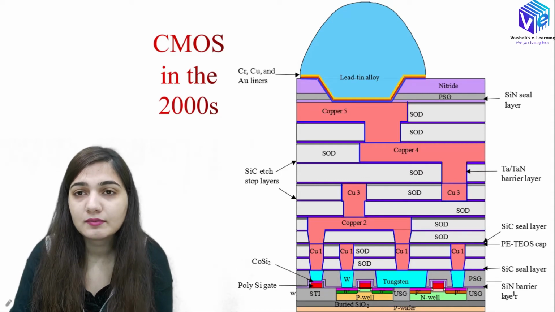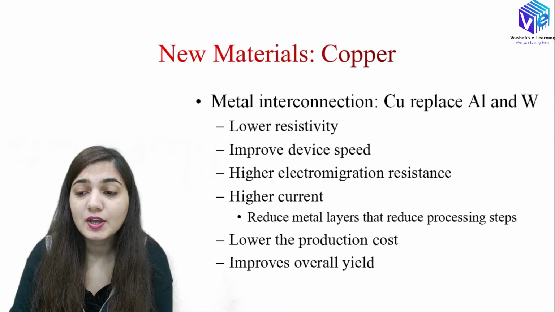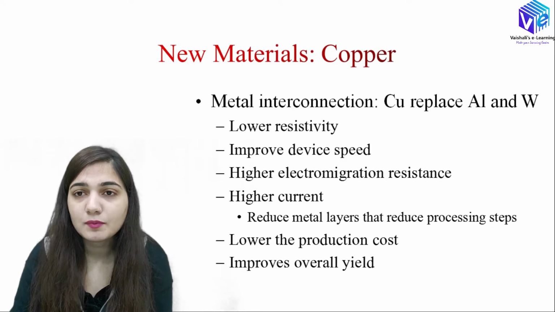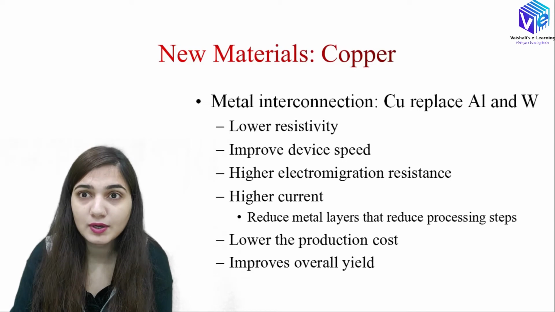So now why are we talking about copper in the 2000s? Copper replaced aluminium as well as tungsten. There must be some reasons behind it. So why are we mostly talking about copper? I had already talked about copper when we were talking about the metallization, right? But here also I am giving you a brief reason why the aluminium was replaced with the copper. So the copper was having the lower resistivity. It improved the device speed. It was having higher electromigration resistance, right? So electromigration resistance was a big problem when we were using aluminium. So it was giving me higher current.